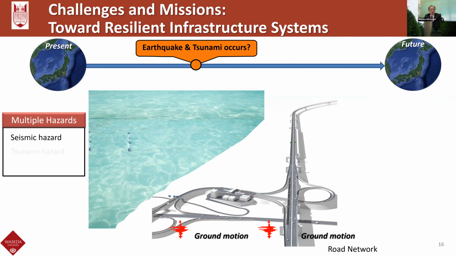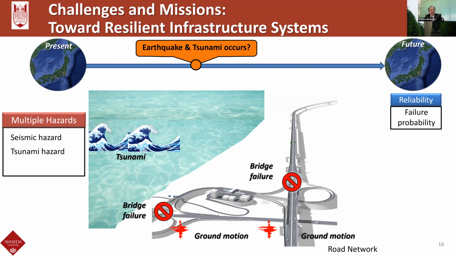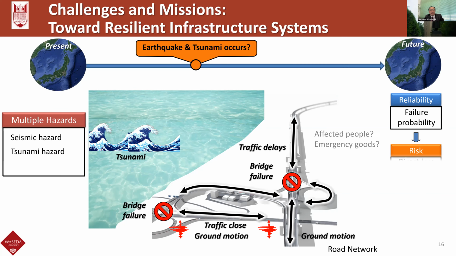This is an illustrative road network under seismic and tsunami hazard. They can cause bridge failure. Bridge failure causes severe consequences, quantified in terms of several measures, such as monetary loss, human fatalities, and environmental damage. Because the transportation network plays a crucial role in the evacuation of affected people and the transportation of emergency goods and materials, the functionality of the network must be recovered as soon as possible after a disaster.